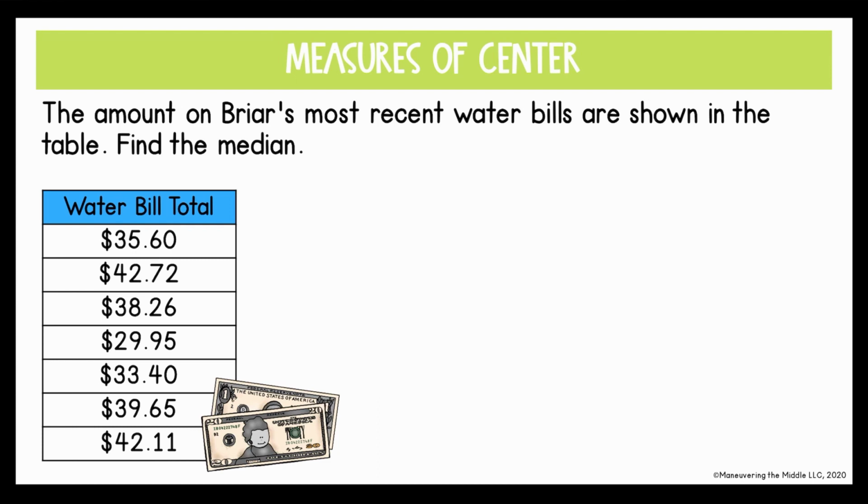It says the amounts of Breyer's most recent water bills are shown in the table. We want to find the median. Anytime I see the word median, I think of middle, so teach your brain to think that. So we're going to find the middle, or the median, of the water bills. First we want to line them up from least to greatest, so I'm going to list that out. We have $29.95, and I like to mark them off so that I can keep track.